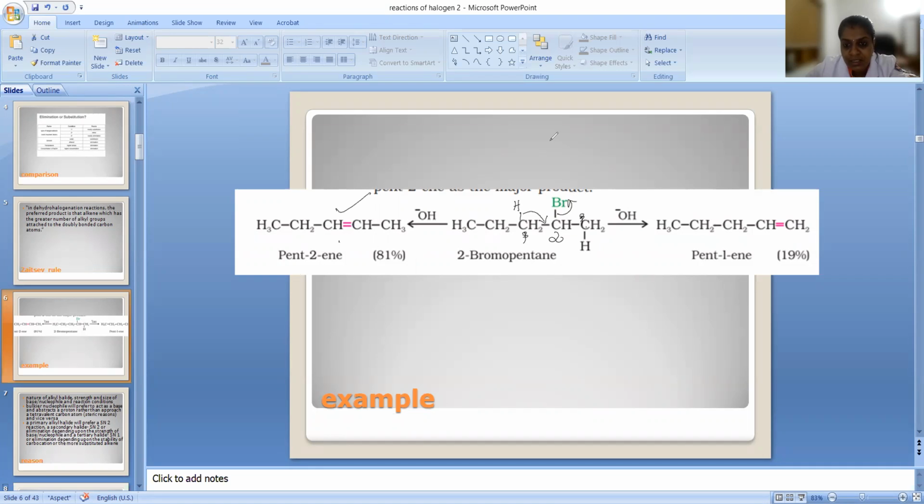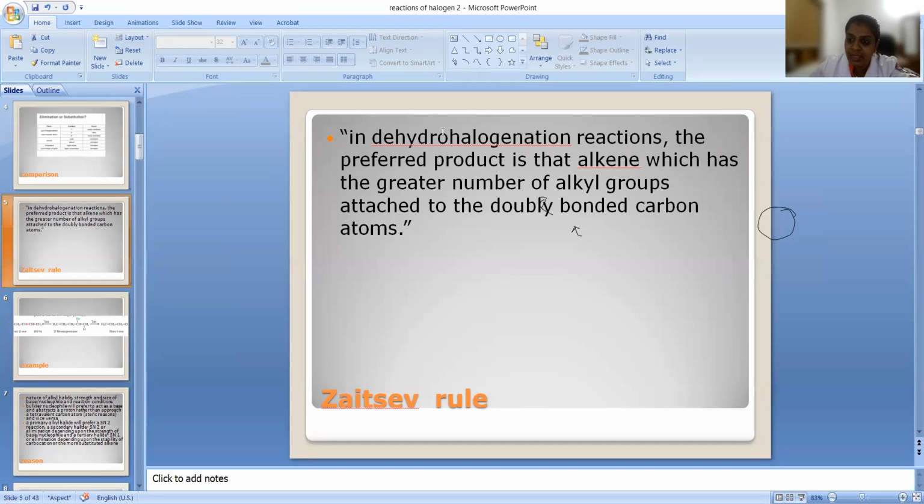Suppose it is removing the hydrogen from this side and Br is leaving from this side, then there is the possibility of getting a double bond here. So how will we decide which is the major product? There is a rule behind that, and that rule is called the Zaitsev rule. What is the Zaitsev rule? In dehydrohalogenation, what do we mean by dehydrohalogenation? De means removal of hydrogen and halogen. In this elimination reaction, we learned that we are removing hydrogen and halogen.